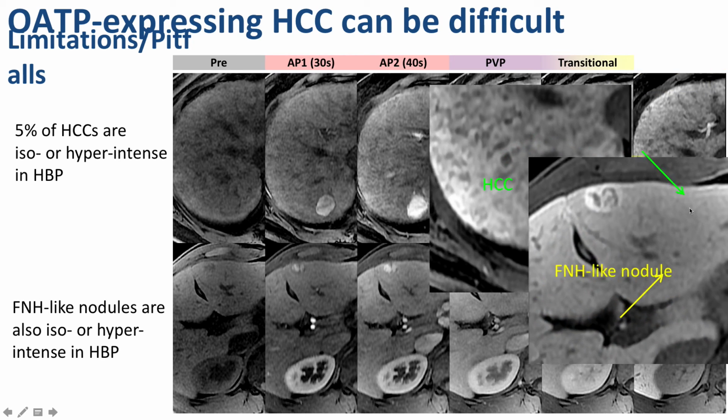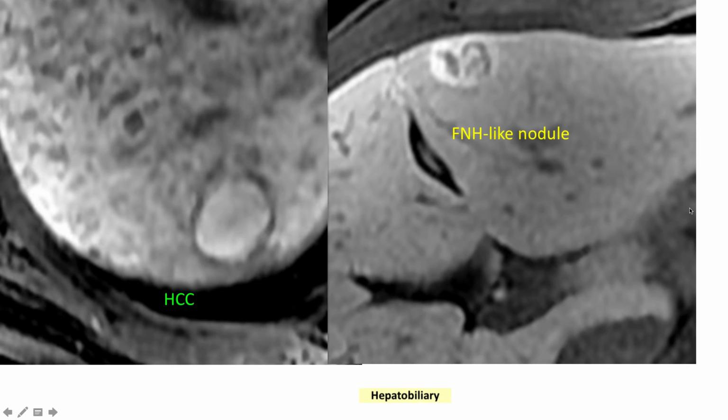Sometimes not so easy. So what you look for is the following. The HCC should look like a smear of brightness. The FNH should have a scar and radiating fibrous septa. The HCC may or may not have a capsule. The capsule will manifest as this hepatobiliary phase hypointensity.